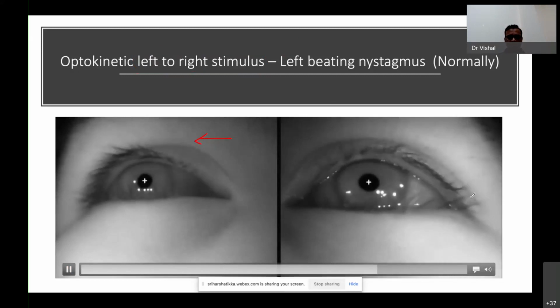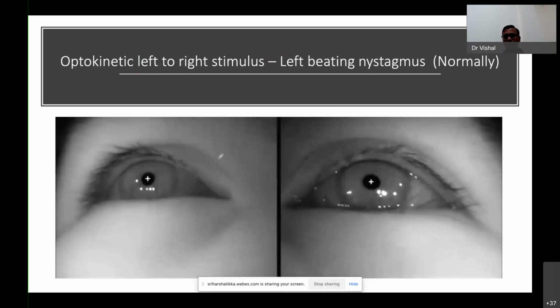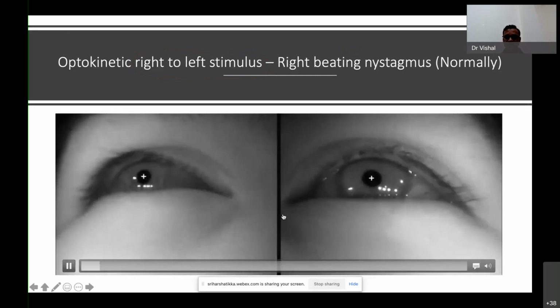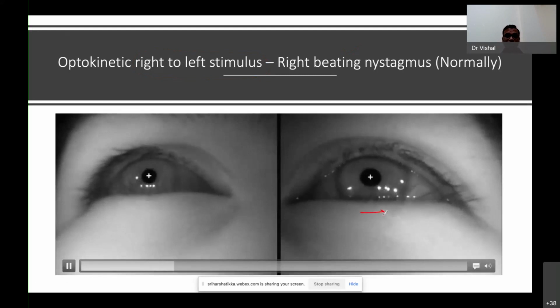Now, one more interesting finding I saw: it's not that you will always get reversal of nystagmus. It might happen that it reduces the gain of the nystagmus. That also can happen. First, I'll show you again in this patient. When I offered the right to left stimulus, normally the patient should have right beating nystagmus, but the same patient had left beating nystagmus. You see here. So the patient is having left beating nystagmus. I hope you are able to appreciate.